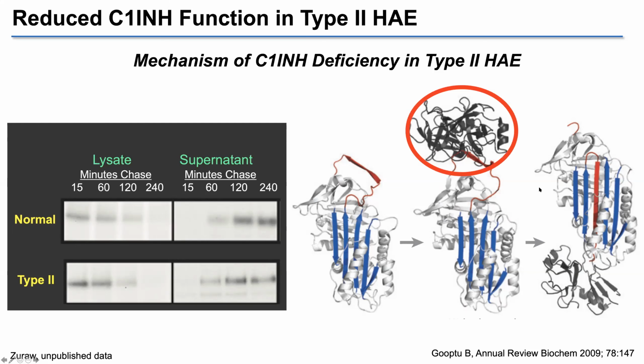But in type 2 HAE, remember we said that the mutations all occur in this region, in the reactive mobile loop. And the effect is the protease no longer recognizes the reactive mobile loop as a pseudosubstrate. So in fact, the C1 inhibitor just floats around in the plasma like this, completely unencumbered. It does not get cleaved, it does not get destroyed, but it also doesn't function. And that's what type 2 HAE is.